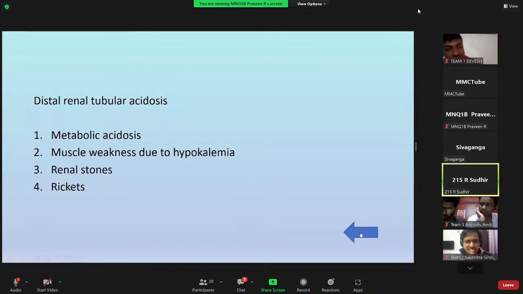So the first picture was metabolic acidosis. The second was muscle weakness due to hypokalemia. Third was renal stones, and the fourth was rickets. The answer is distal renal tubular acidosis. Shivanga, I think you can be a bit louder. Team 5 and 6 get it right on bounce. Okay.